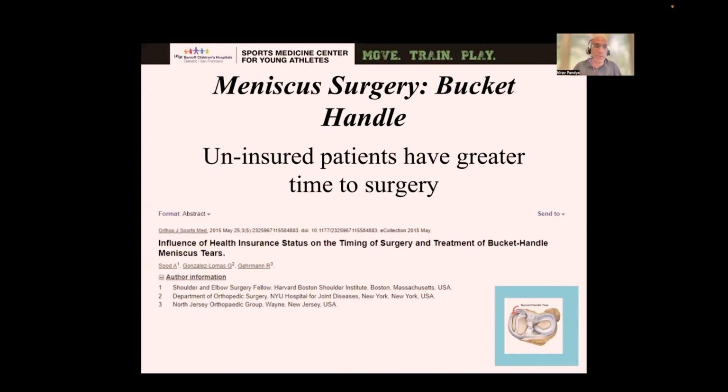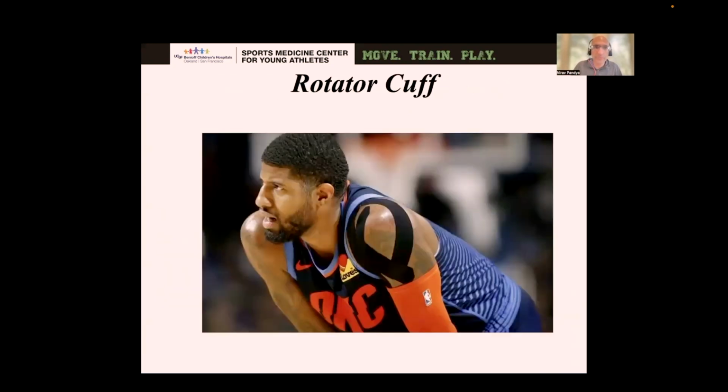Many of them were treated non-operatively. So once again, even with a very severe injury that very clearly needs a very rapid intervention, insurance status played a role. And then we look at rotator cuff.